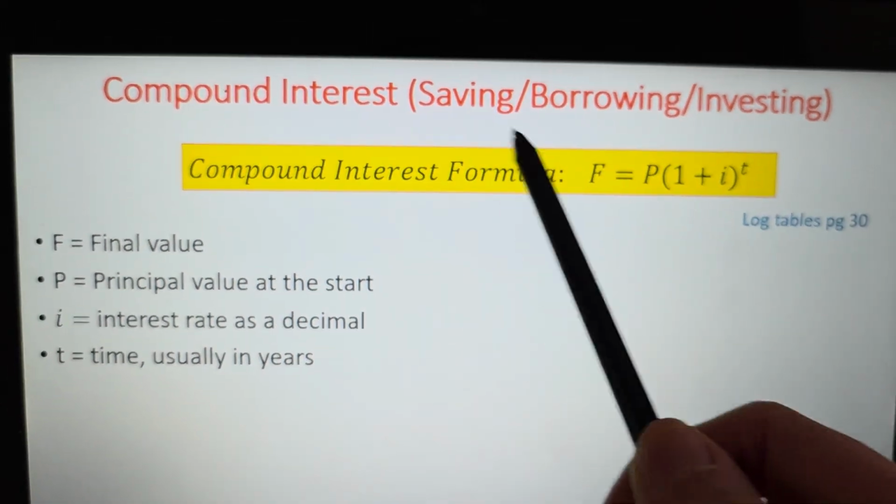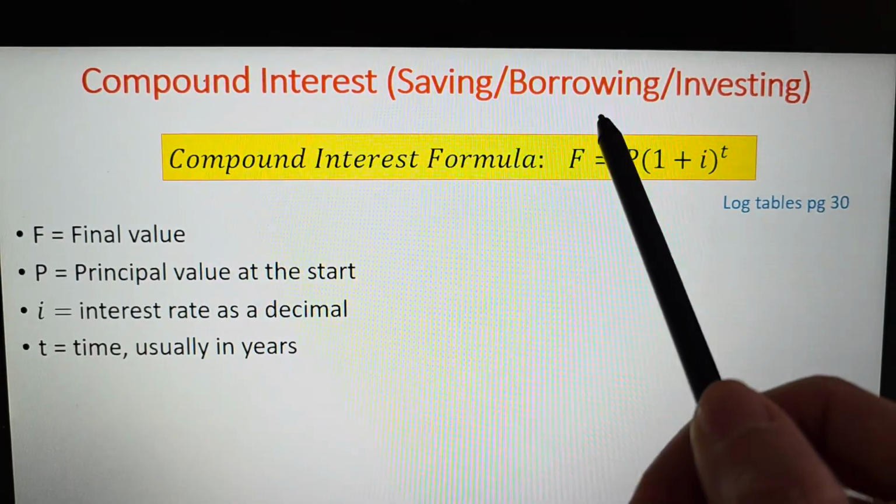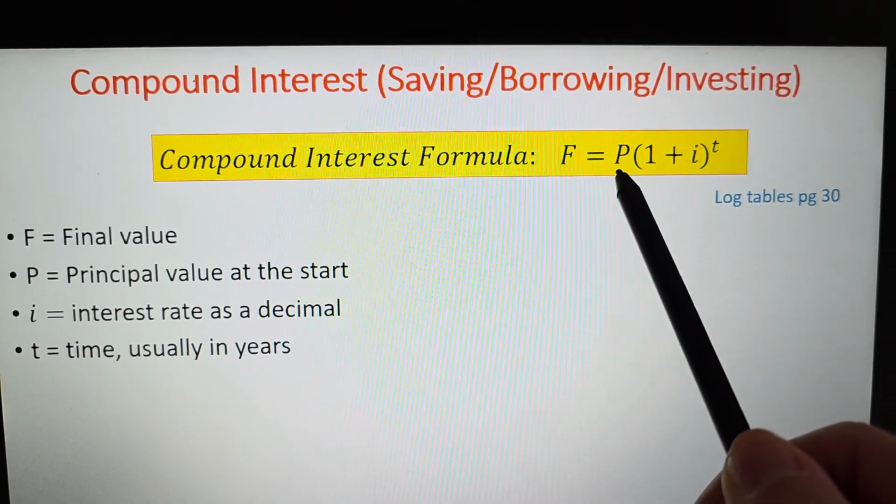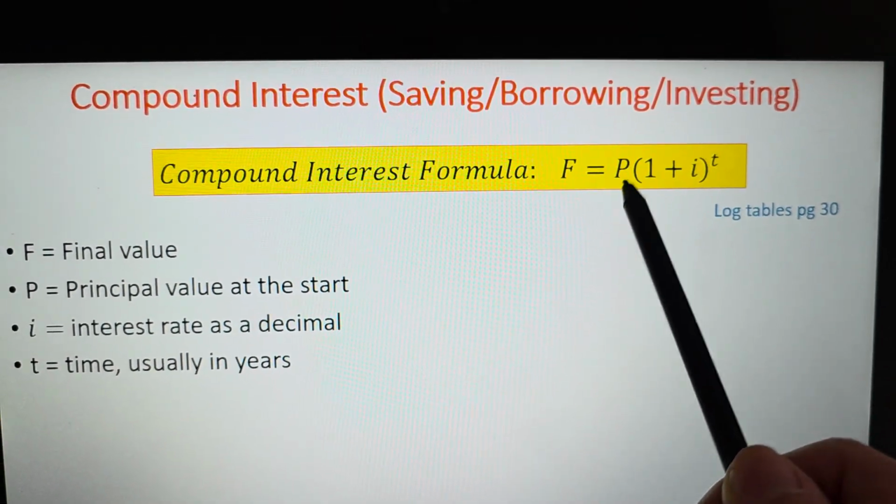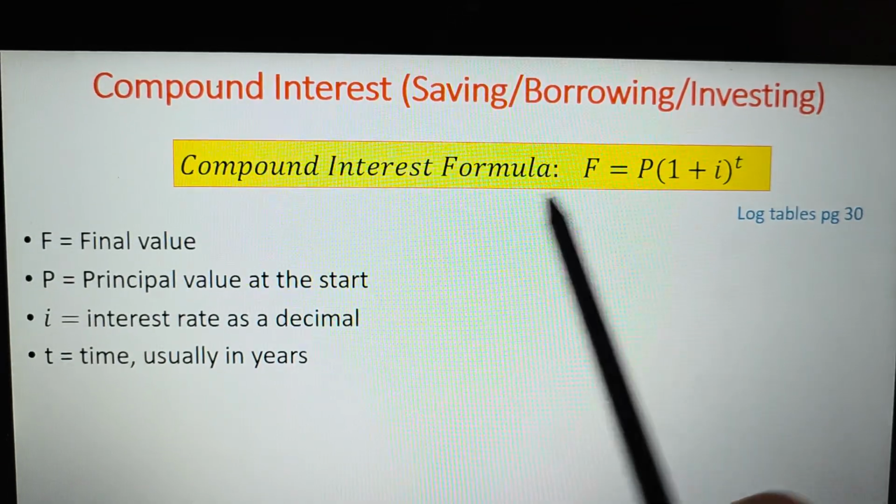So if we're saving, it's the principal amount that you saved first. If you're borrowing money, it's the borrowing amount, the loan. If you're investing money, it's the original amount that you invested. Okay, that's what P stands for.